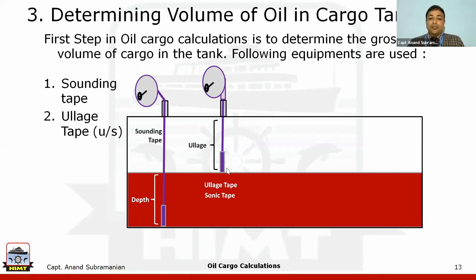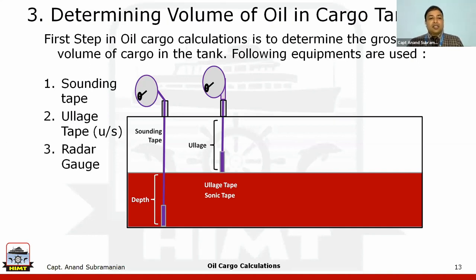It can also be used for finding out the interface. We saw the previous example where we want to find out how much water is there at the bottom of the tank. To find that out, we can use the same tape, and then the tape is called UTI: ullage, temperature, and interface. So it gets the interface also, and then it gets the level also.